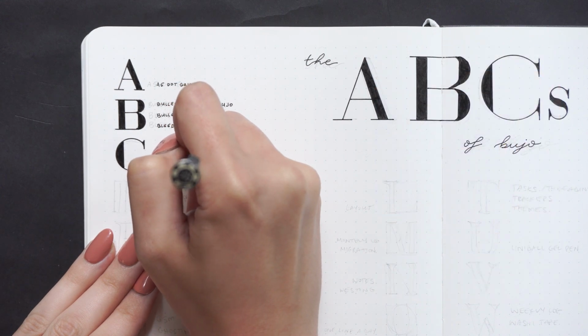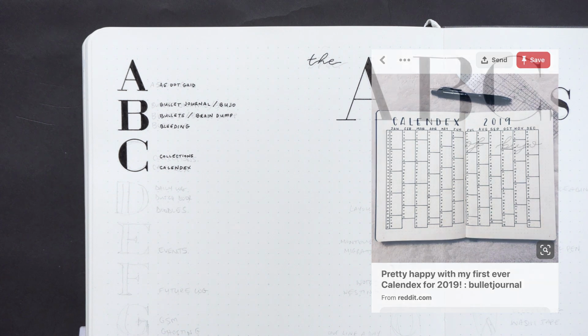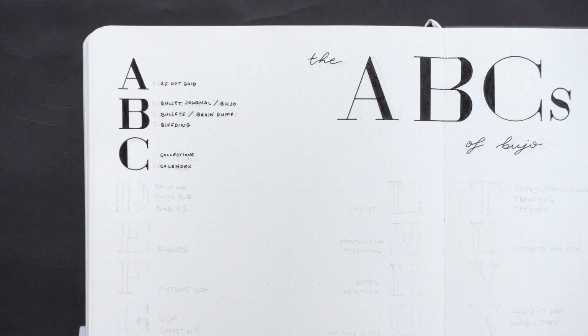As for the calendex, this is a method of organizing tasks and events that are happening more than a month ahead of time that wouldn't go on your monthly log. I personally prefer to use a future log for this purpose, but lots of people in the bullet journaling community prefer the calendex. It's really up to personal preference.